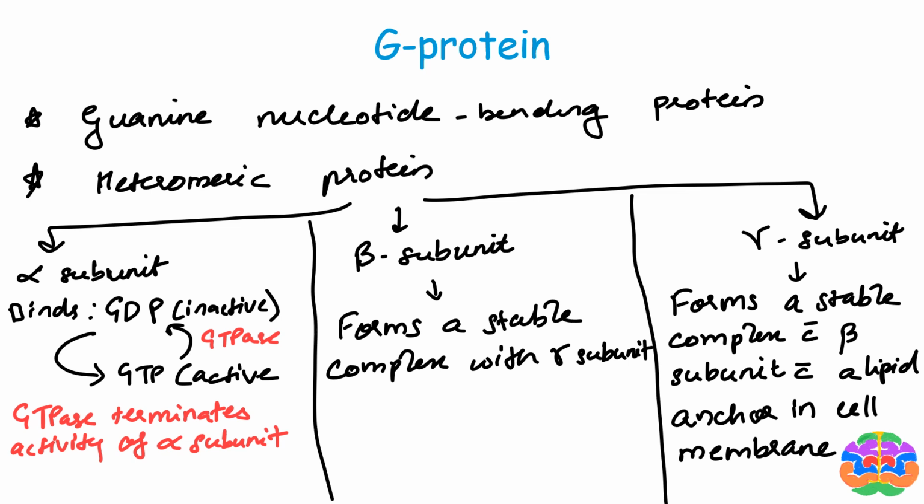Now next we go to the beta subunit. The main function of the beta subunit is to form a stable complex with the gamma subunit. Similarly, the main function of the gamma subunit is to form a stable complex with the beta subunit and with a lipid anchor in the cell membrane.